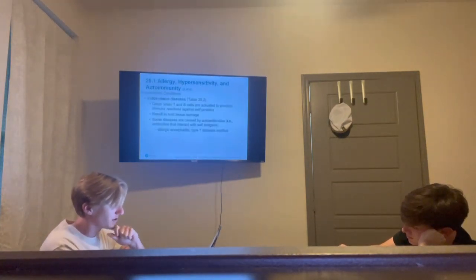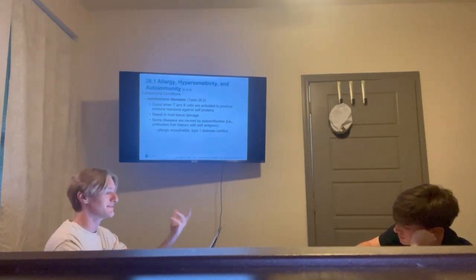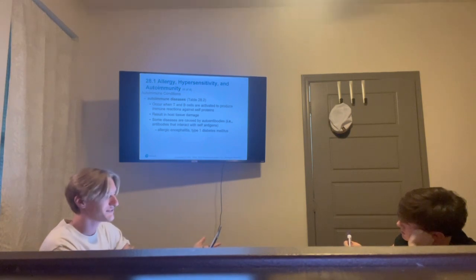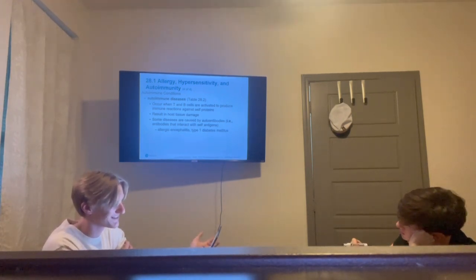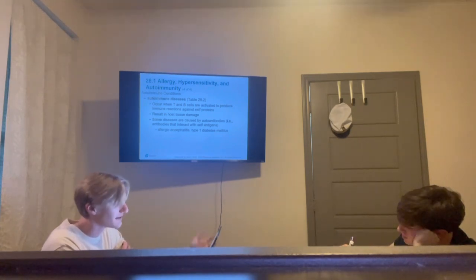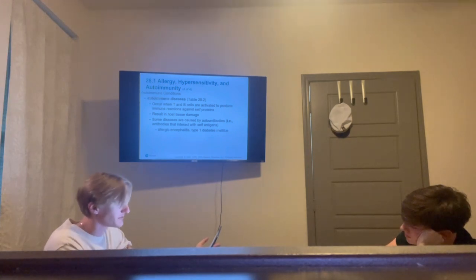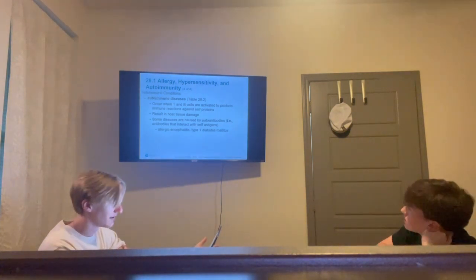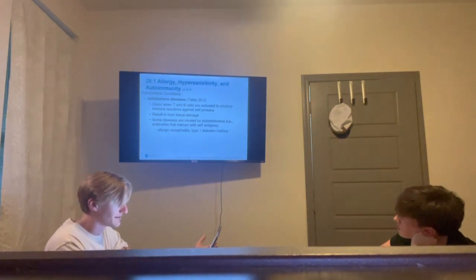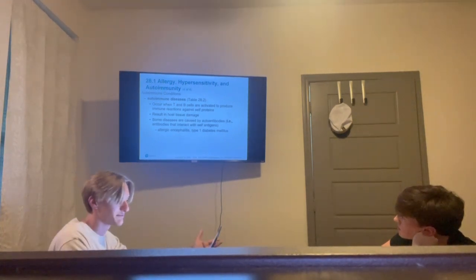Next up, we're moving on to autoimmune conditions. First up, what is an autoimmune disease? An autoimmune disease occurs when T and B cells are activated to produce immune reactions against self-proteins. This can result in damage to the host tissue, and some diseases are caused by autoantibodies, i.e. antibodies that react with self-antigens. Some of these are allergic encephalitis, type 1 diabetes mellitus.